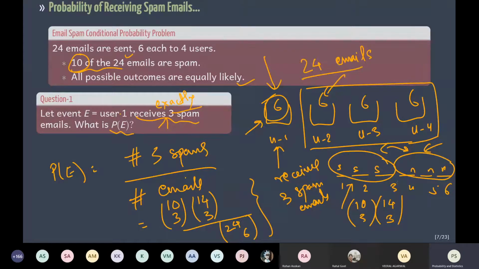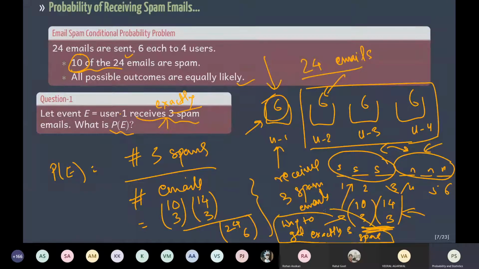The number of possibilities comes from the product rule. 3 of the spams, 3 of the non-spams, the number of ways I make a product, so that I get all possible combinations. That gives me the number of ways to get exactly three spams. That's why most of you also answered the same thing.